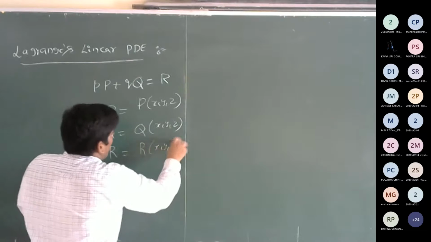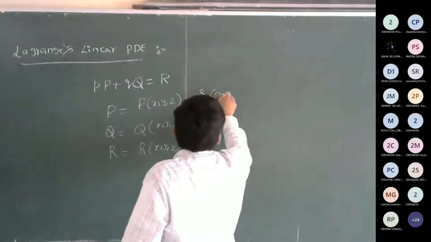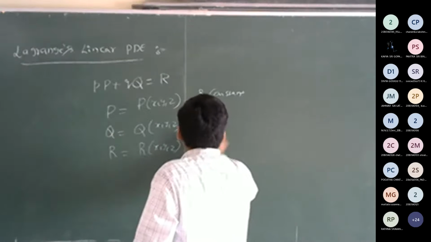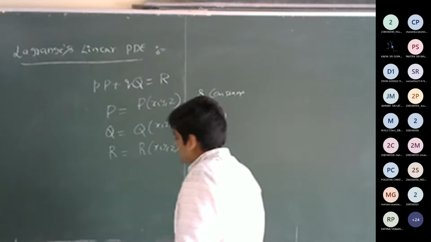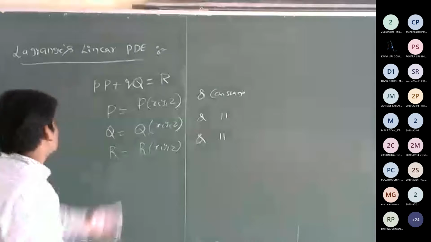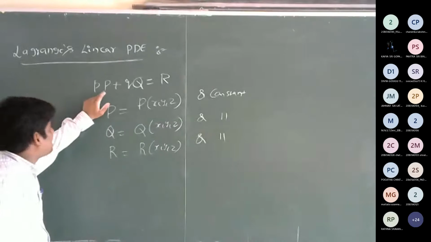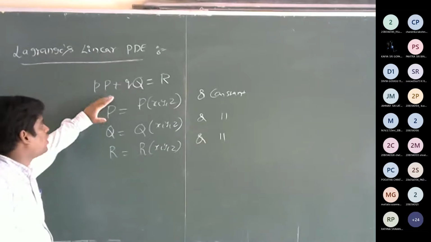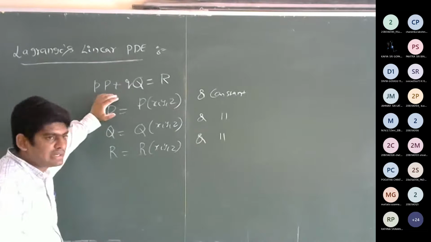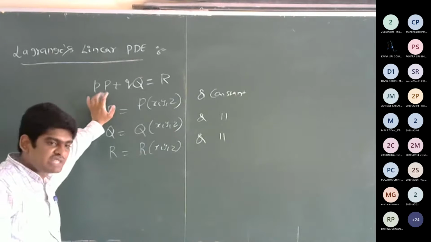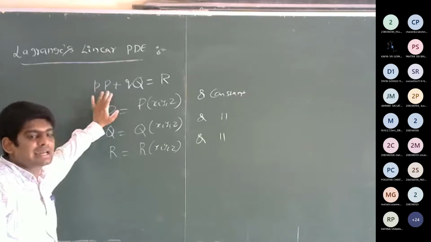Or they may be constants. I will give the example very clearly, so don't bother about that now. First of all, it is a first order, first degree partial differential equation. There is no involvement of non-linear terms here. So this form is called the Lagrange's form.